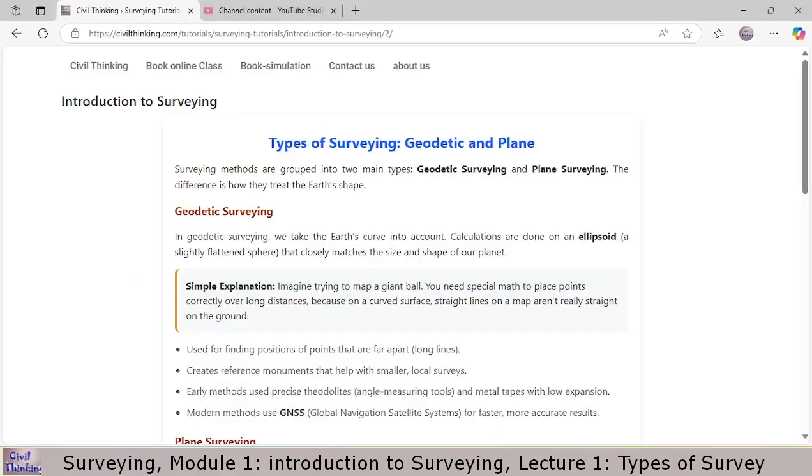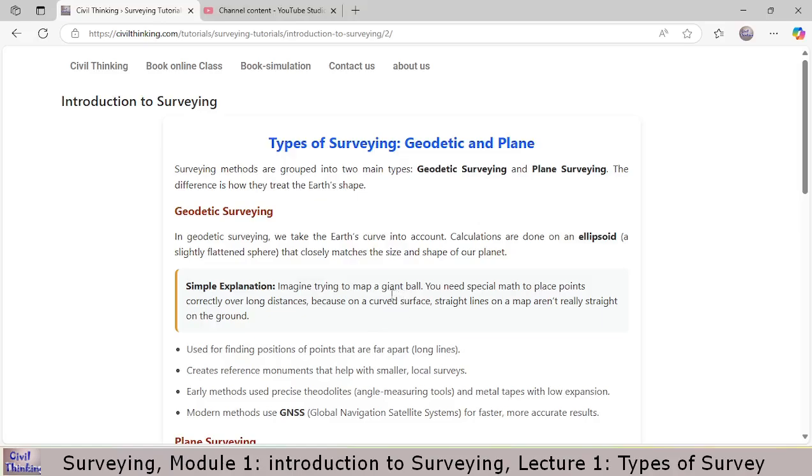Now here is a simple explanation. Imagine trying to map a giant ball. You need special math to place points correctly over long distances, because on a curved surface, straight lines on a map aren't really straight on the ground.